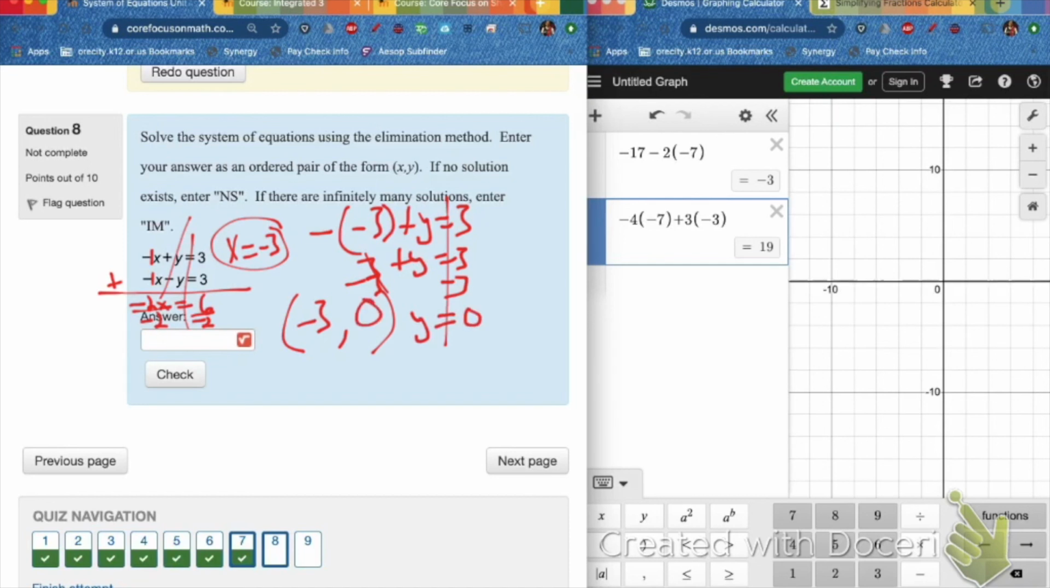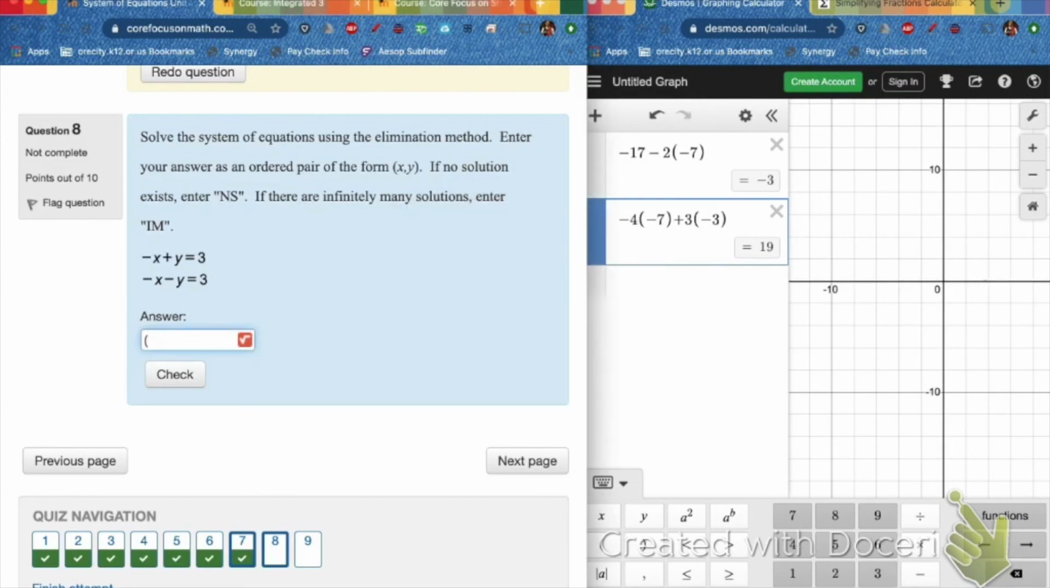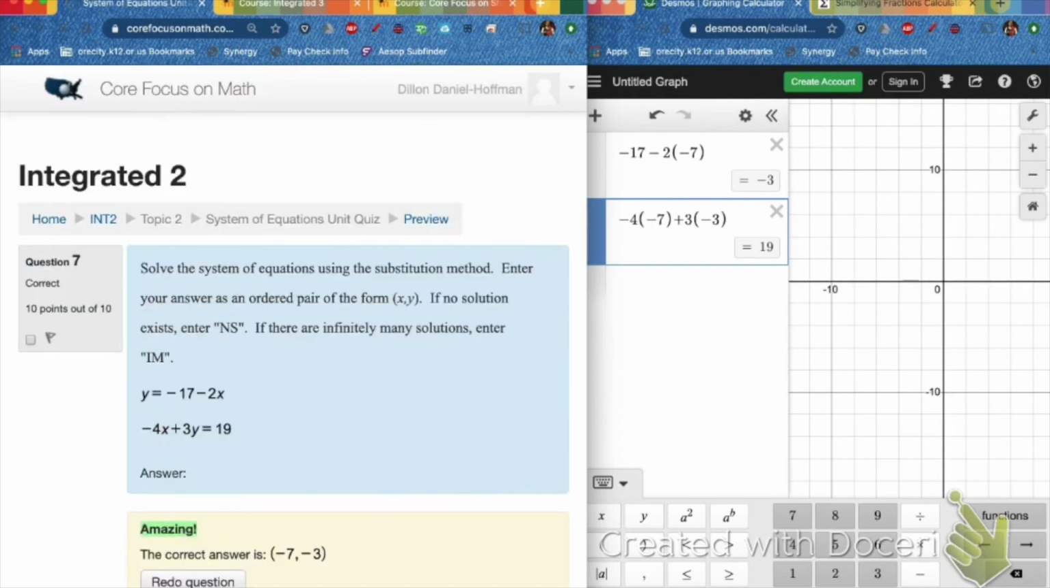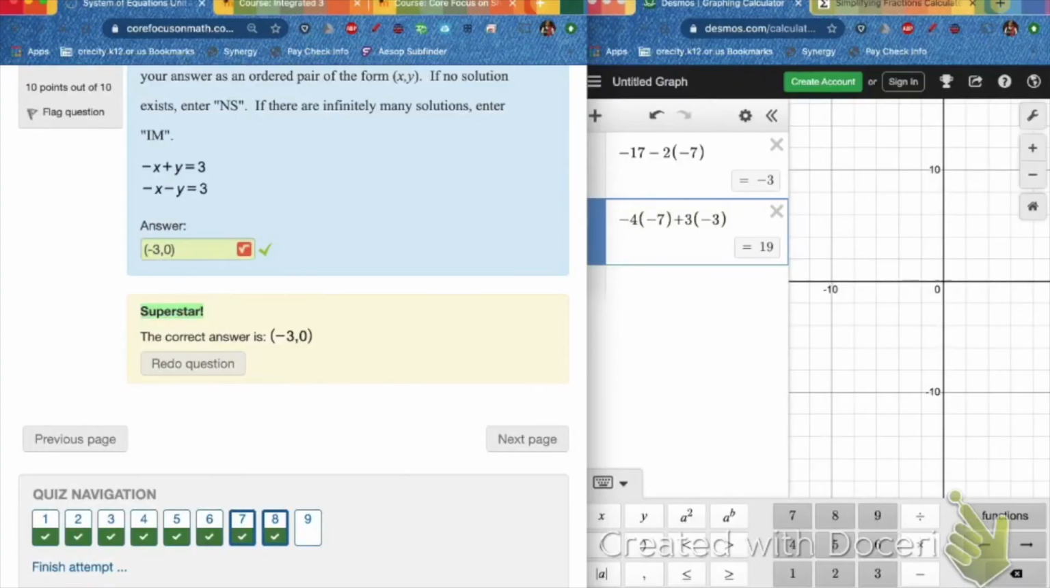This one will be really easy to check. 3 plus 0 is 3, and this becomes 3 minus 0 is also 3. Yep. Wow. That's one if you're guessing and checking, you really could have probably done that one. All right, negative 3, 0. Goodbye substitution. Goodbye elimination. Elimination, you're my more favorite of the two, but don't tell substitution. Don't want to hurt their feelings.